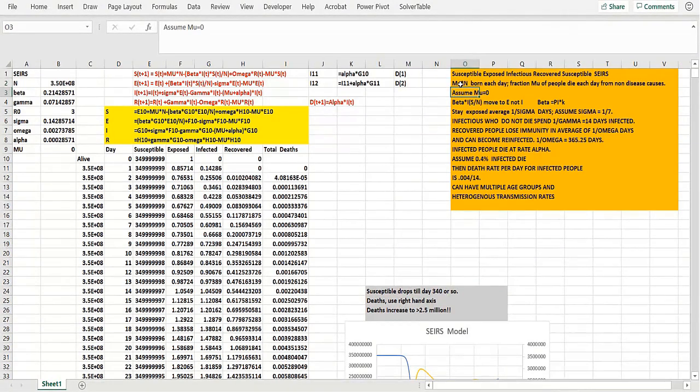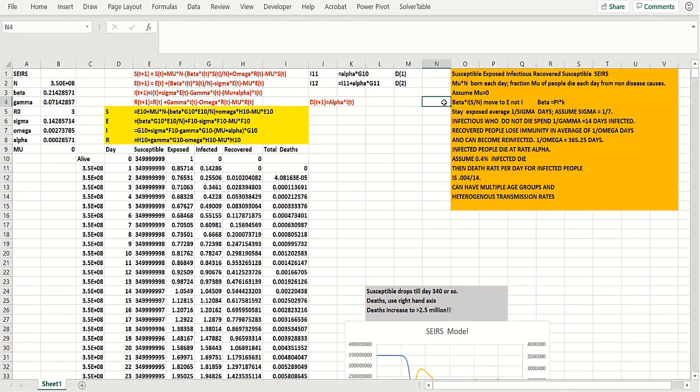So we assume there are N people again, and there is a birth rate mu. In a given day, the number of births will be mu times the number of people. And a fraction mu of people die each day from non-disease causes. That would keep the number of people stable in the population. Now we're going to assume that mu is 0, so there are no births coming into the system, and the only way people die is from the disease, to keep it simple. The epidemiologists, of course, worry about the birth rate.